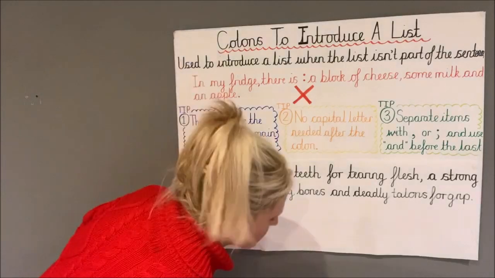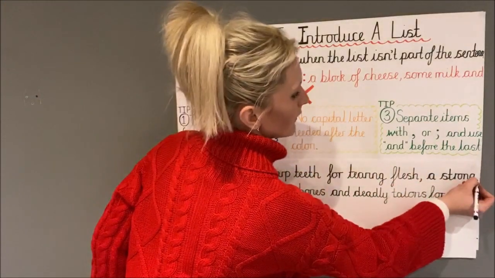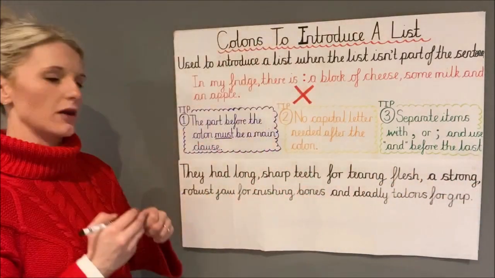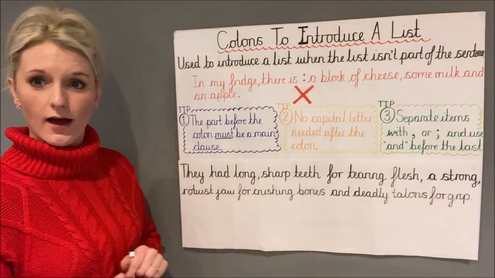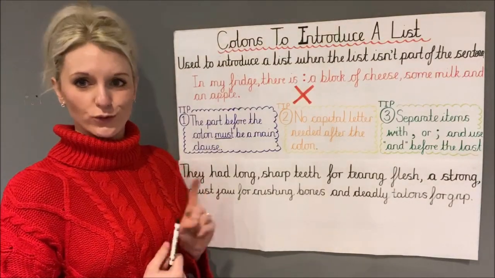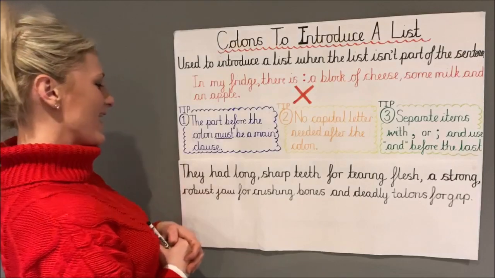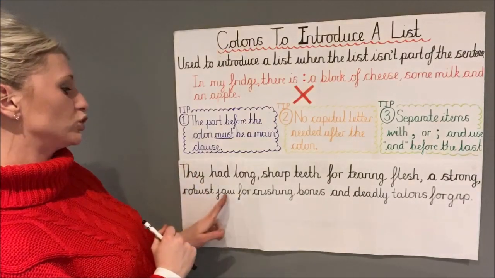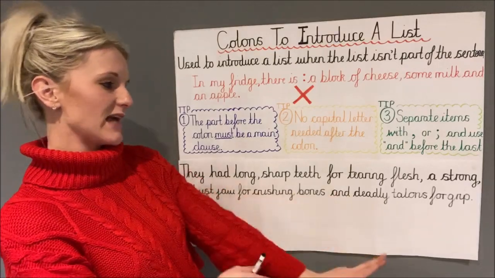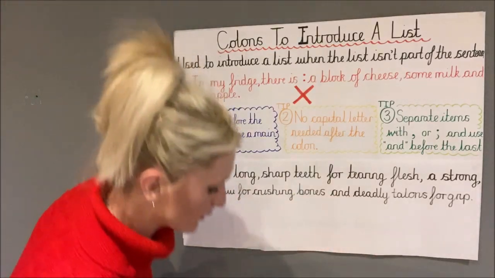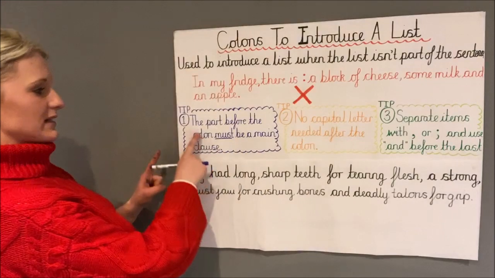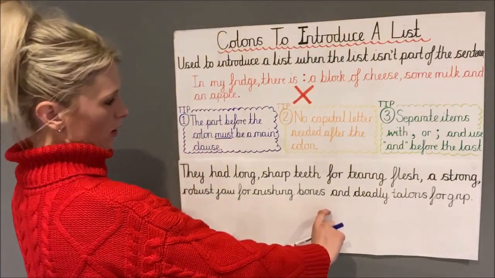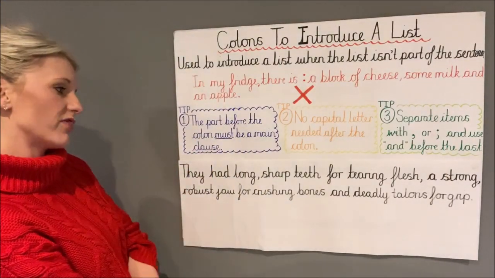And I've just spotted that already in that sentence there is a comma missing over here. So I'm just going to put that in now so that no one writes a comment telling me that Miss Waterworth got the grammar wrong. So it says, they had long sharp teeth for tearing flesh, a strong, robust jaw for crushing bones, and deadly talons for grip. So just like we did with the other sentence, I need to think of something to go before my colon to introduce this list of things.